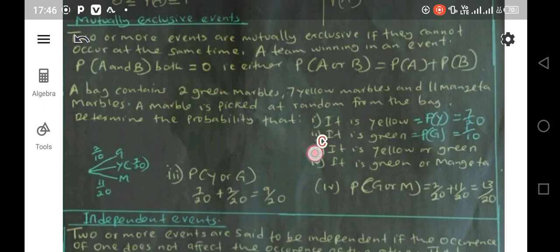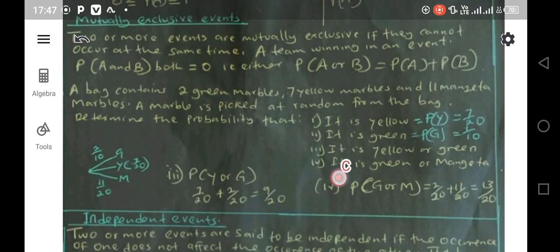Now, what is the probability that you are going to pick yellow or green? For you to pick yellow or green, it is going to be the probability of yellow plus the probability of picking green. The probability of picking yellow is 7 over 20 plus the probability of picking green, which is 2 over 20, which gives you 9 over 20. So these are mutually exclusive events, because we are seeing OR here: yellow, and we have also green.